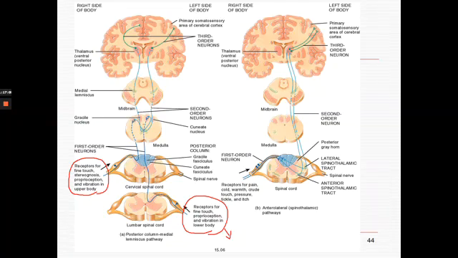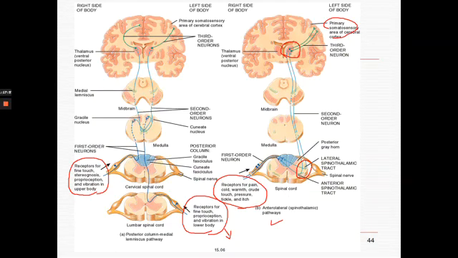On the other hand, in the anterolateral spinothalamic pathway, the receptors for pain, temperature, crude touch, and crude pressure enter the spinal cord and synapse in the spinal cord, cross to the other side, and ascend in the anterior and lateral aspect of the spinal cord. They go to the thalamus, the ventrobasal part and intralaminar nuclei, then to the primary somatosensory cortex.